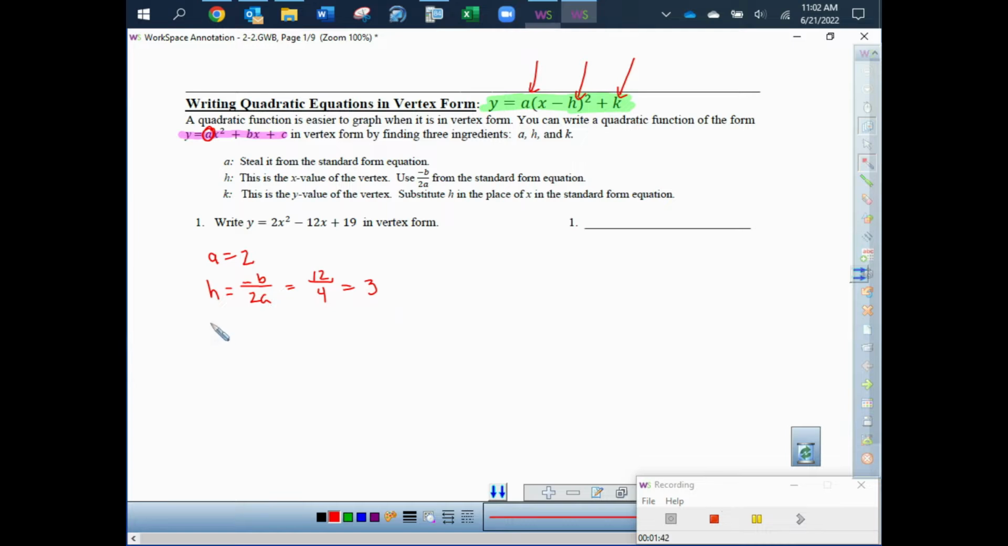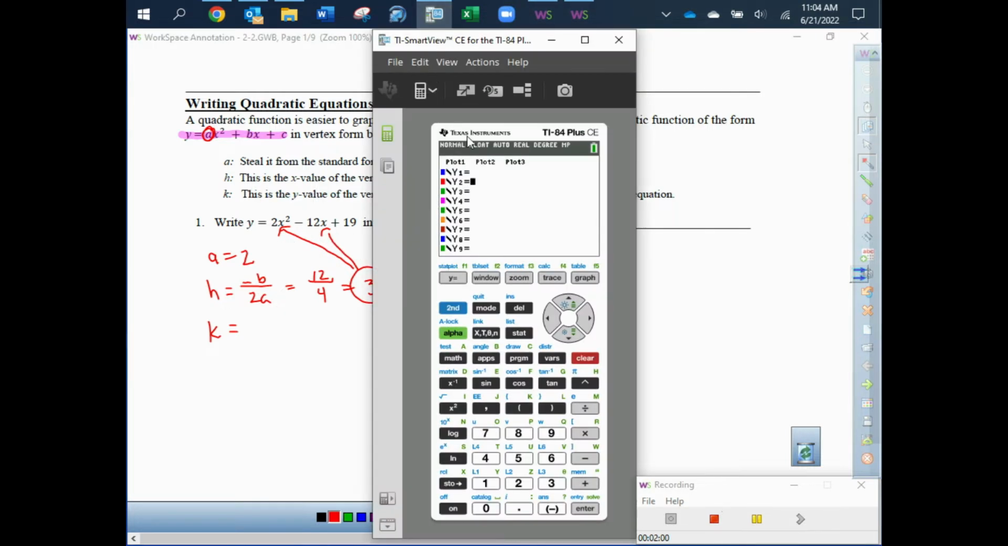and the h value is 3. And now to find that k value, that's what a lot of people have questions on. How do you find the k value? Well, you just found the x value of the vertex. You have an x value. We're going to take this number right here, maybe even draw yourself an arrow so when you look back, and we're going to substitute it into the original equation using our calculator.